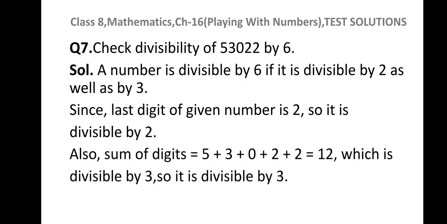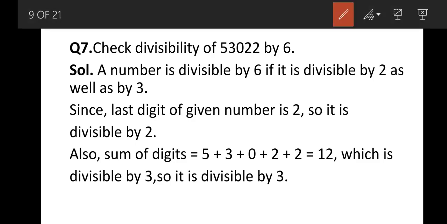Also, we need to check the divisibility by 3. So we have taken the sum of the digits as 5 plus 3 plus 0 plus 2 plus 2, that is equal to 12, which is divisible by 3. So it is divisible by 3. So let us see now. First of all, we need to check the divisibility by 6.